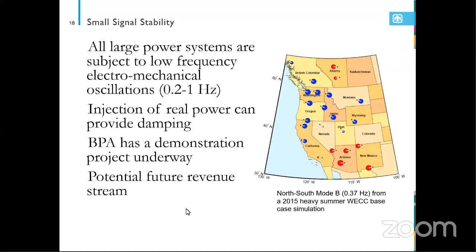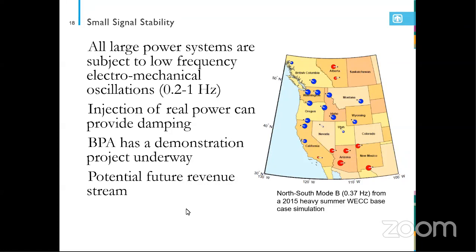Small signal stability. So in all large power systems, you have low frequency oscillations in the 0.2 to 1 hertz range. These are just a natural phenomenon caused by the structure of the power system. And it's just electromechanical oscillations between the large generating units separated by long distances. The reason people are worried about small signal stability is the 1996 West Coast blackout in Washington, Oregon, and California was partially attributed to undamped inter-area oscillations.